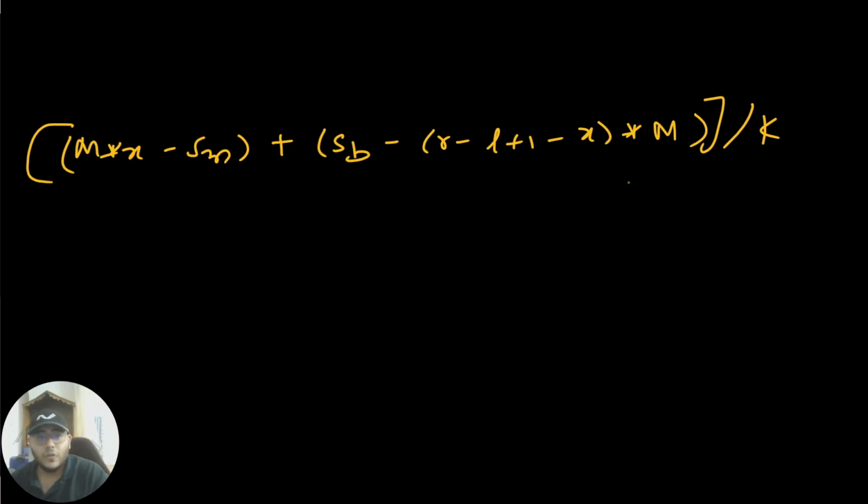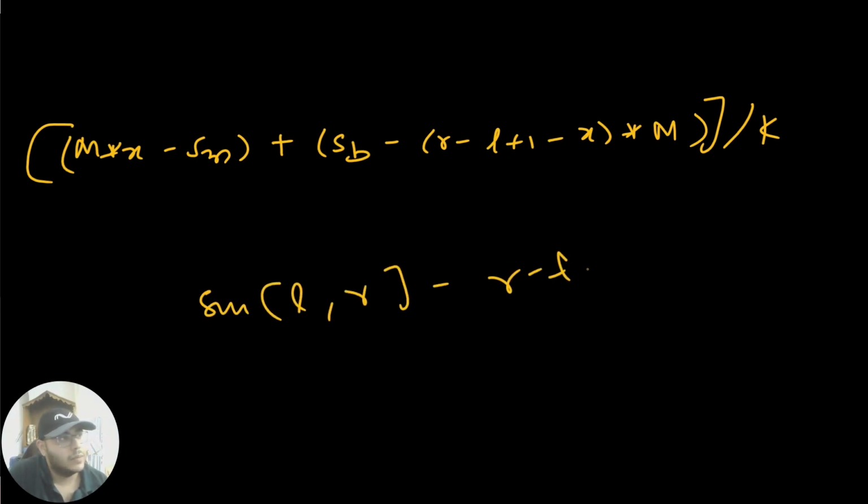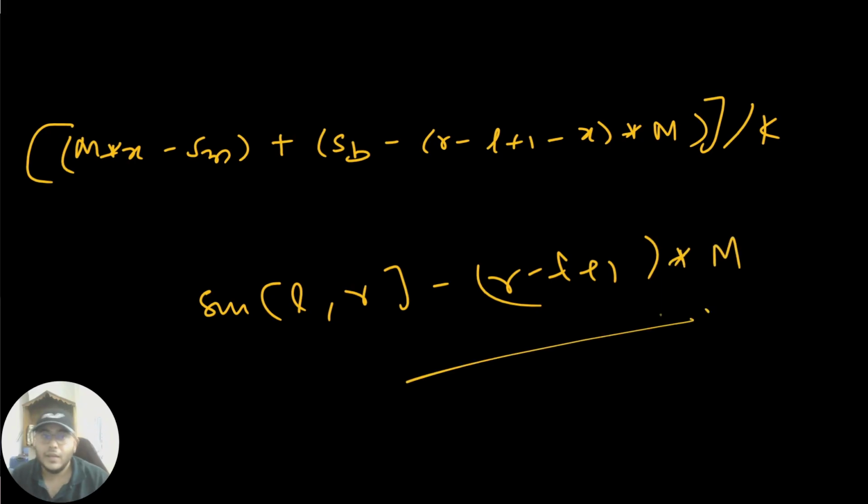Now why don't we do it directly, together? We could have taken the sum of the complete array and directly subtracted what we require. Let's say we could have taken also this: the sum of the complete array minus (r minus l plus 1) into m. Do you think this will be correct? This might not be correct.